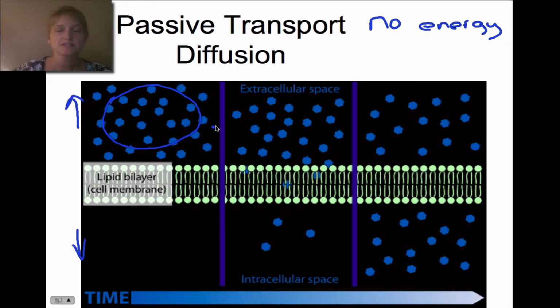Now what happens is those solutes will move from the area of high concentration to the area of low concentration. And they keep moving until an equilibrium is reached. So when one side is equal to the other side, they don't necessarily stop moving, but there'll just be some small movements back and forth, but it remains at equilibrium.